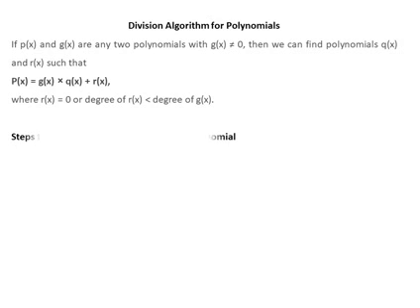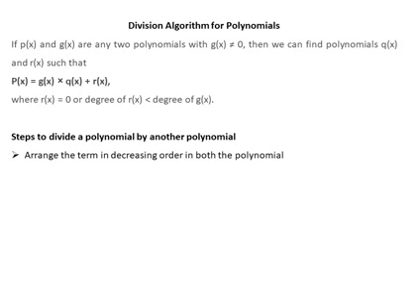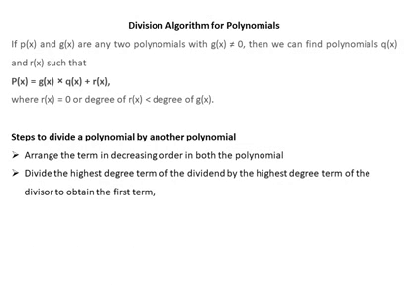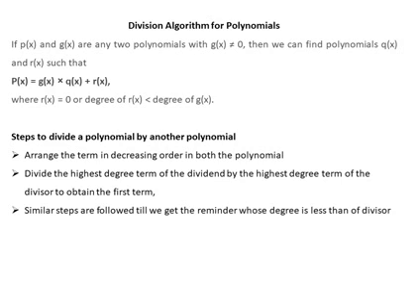Next we will see the steps to divide a polynomial by another polynomial. First step, arrange the polynomials in descending order. Next, divide the highest degree term of the dividend by the highest degree term of the divisor. Next, similarly, we have to follow the steps until we get a remainder whose degree is less than the divisor. Let us see one example.